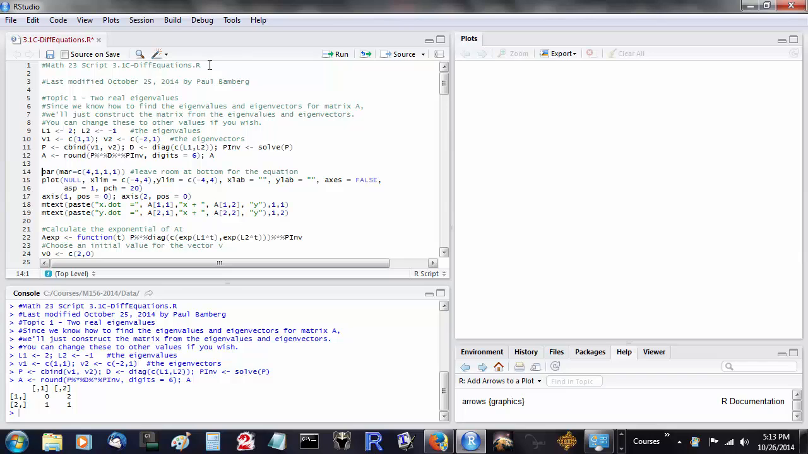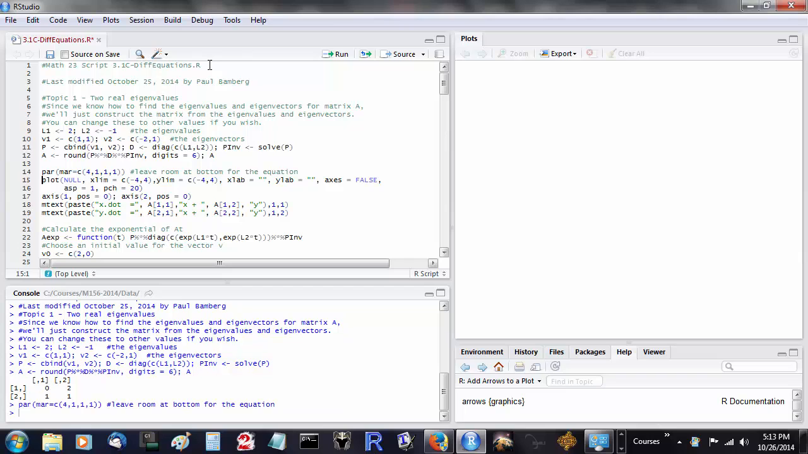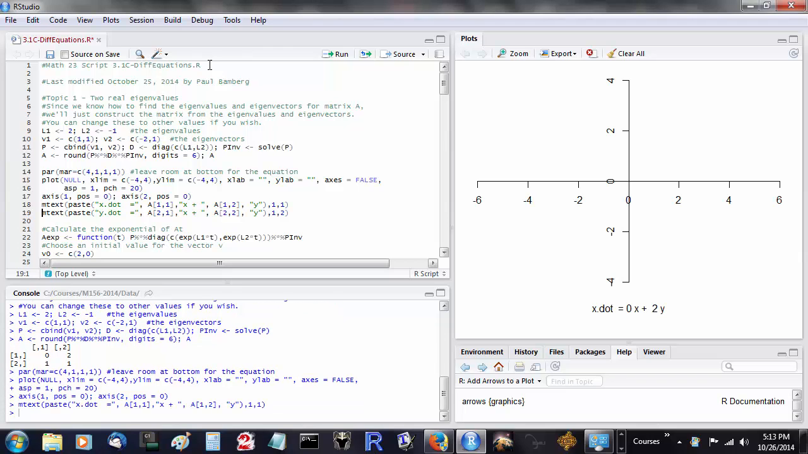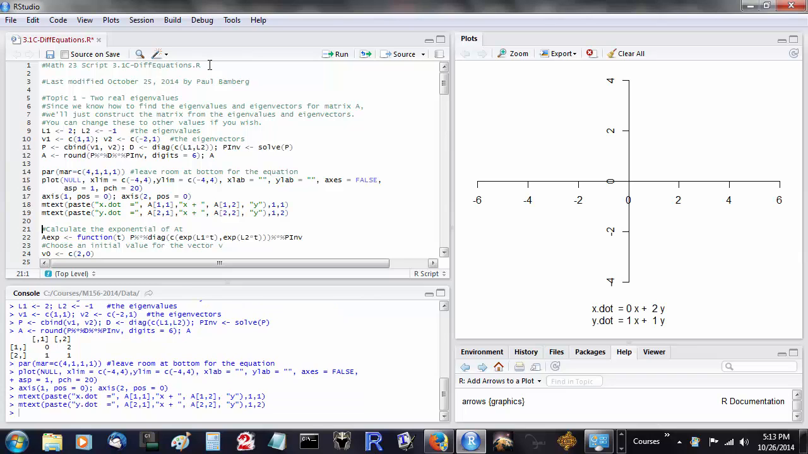Now I want to show you how to interpret this as a differential equation. So I'm going to leave 4 units of margin on the bottom where I can put the equation, set up a blank plot, and then paste in the differential equation. So the equation that I'm planning to solve is x dot, the time derivative of x, is 0 times x plus 2 times y. The time derivative of y, y dot, is x plus y. So I have two quantities, x and y, and for each of them, the time rate of change depends on both the value of x and the value of y.